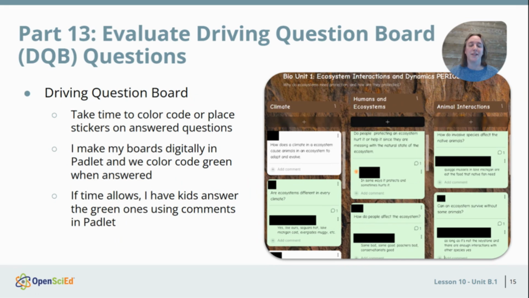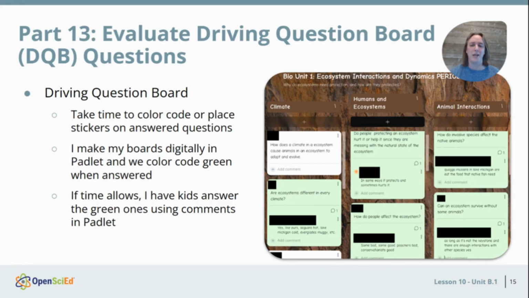I will always say that the last look at a driving question board is a key moment in any unit. Part 13 is the last time we look back at our questions from Lesson 1. It is important to do this with the students as it solidifies that we are in fact answering their questions. It brings student ownership to the curriculum.